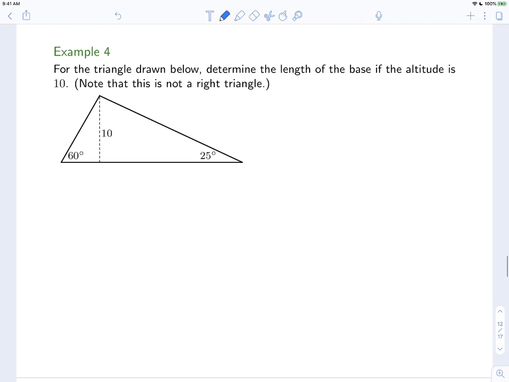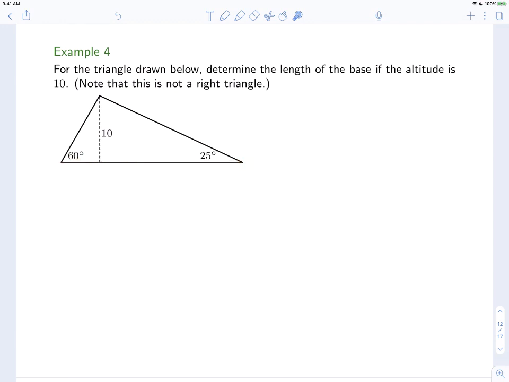For our next example, again we have a triangle, but this time we want to determine the length of the base if the altitude is known to be 10. So note that this is not a right triangle. This angle is 60 degrees and this angle is 25, so that means that this angle here is 95 degrees rather than 90, so this is not a right triangle. What we do know is that the altitude has length 10, and we want to determine the length of the base, so that's this whole length.